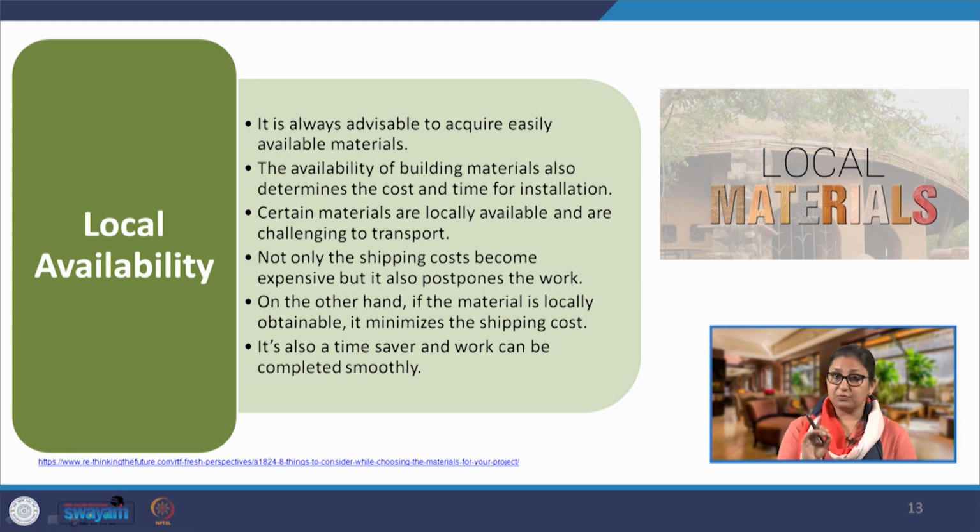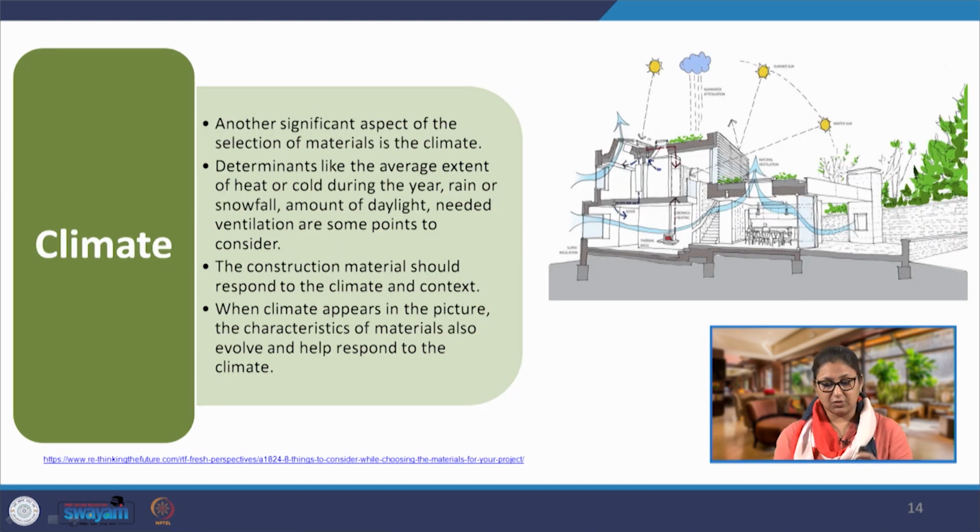From a client point of view, it is going to cost me less, and from an environmental point of view, from a nation's point of view, as India is heading towards a net zero emission status by 2070, it aspires to do that. So, if we are looking at that, the minimum is reduction of transportation emissions. So, this is what we are considering when we say local availability. The next is climate.